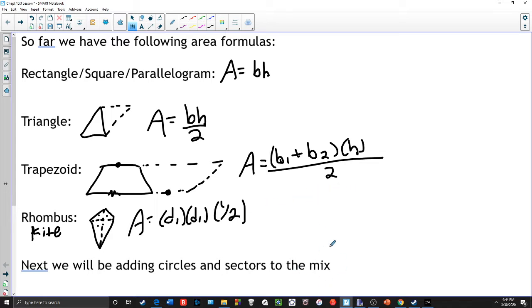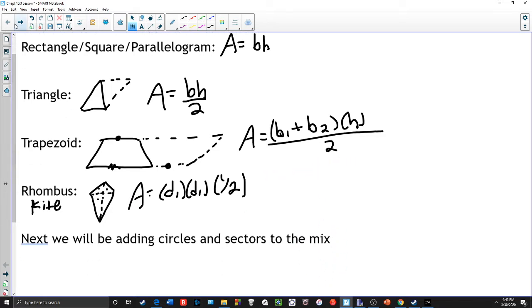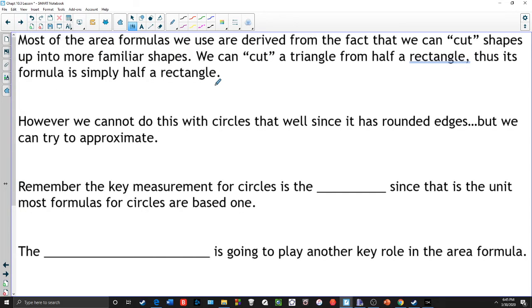So now we have circles and sectors to be put in here. So let's go ahead and start with circles. Again, some of you might already know the formula for a circle, and some of you might be able to guess it, but it's helpful to know how the formula for a circle is derived, because again, that helps it sink in better. And this still deals with the notion of being able to cut it into shapes that we know how to do. So again, we're going to try to take this circle and cut it into a shape we know how to find the area of, because we don't know how to find the area of a circle by itself.